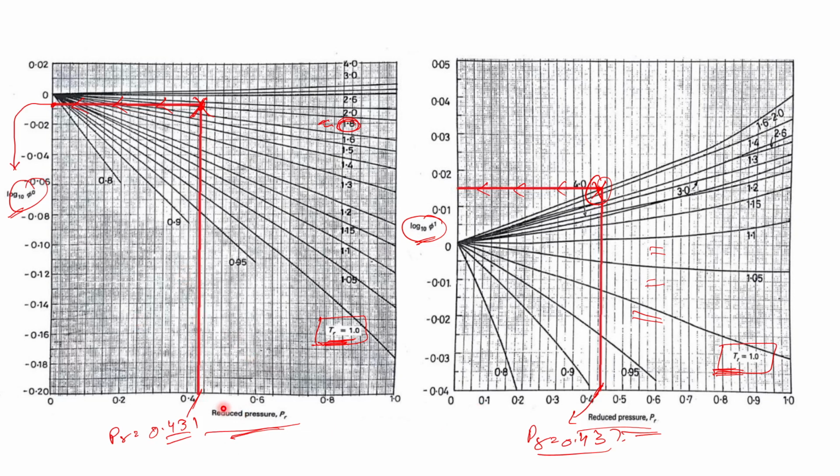We have already found the value of reduced temperature, the Tr value, so we have Tr and Pr. If you find Tr and Pr, you can find both values, log phi naught and log phi 1. By finding Tr and Pr, we find the value of log phi 1, and similarly we go to Tr and Pr to find the value of log phi naught. At the intersection of both, you go to the y-axis. Similarly here, at the intersection of Tr and Pr, go to the y-axis. That corresponds to log phi naught and log phi 1.